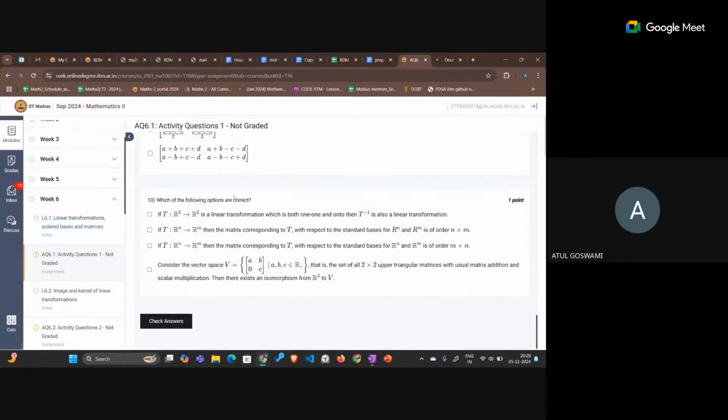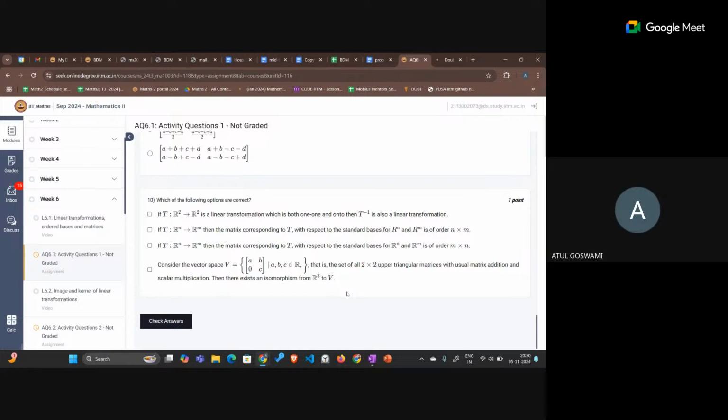Question number 10. If T from R2 to R2 is a linear transformation which is both 1-1 and onto, then T inverse is also a linear transformation. So the first option is saying that if it is a linear transformation which is both 1-1 and onto, then it is asking about the T inverse.